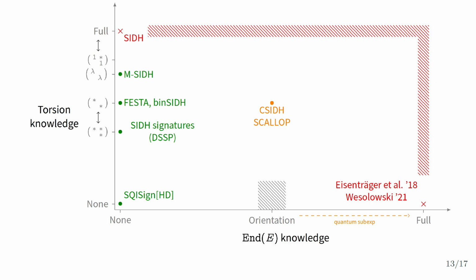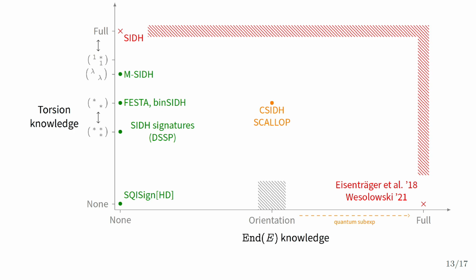So as we said, if you have full torsion point information, then your scheme is broken. That is the red line up, plain SIDH, where you have full torsion point information. Then it is also known, with reductions due to Wesolowski and many other authors, Petit, Eisenträger et al., that if you know the full endomorphism ring, then the isogeny problem is easy, and all its variants. So the other red line corresponds to knowing the full endomorphism ring.